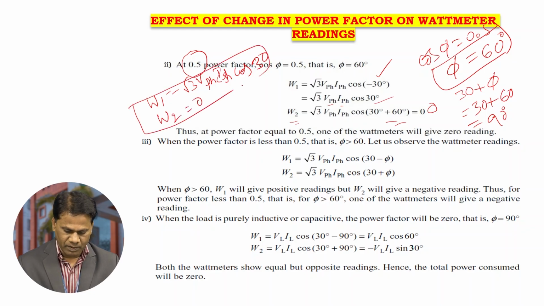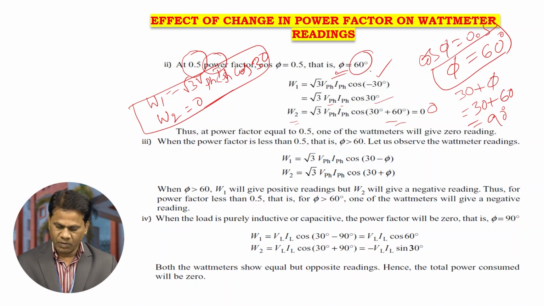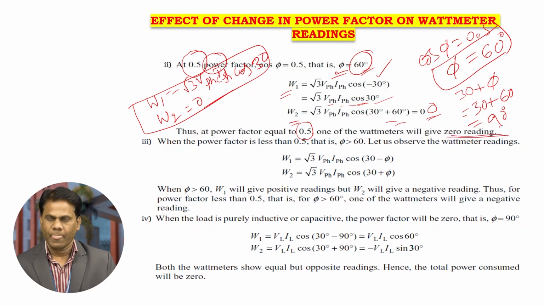We are getting these two values when we are considering power factor equal to 0.5 with a power factor angle of 60. W1 is equal to this value, and W2 value is equal to 0. So here the conclusion is, at a power factor equal to 0.5, one of the wattmeters will give 0 reading. So that is the effect of power factor. That too at power factor equal to 0.5, one of the wattmeters will give 0 value. So that is the second observation.